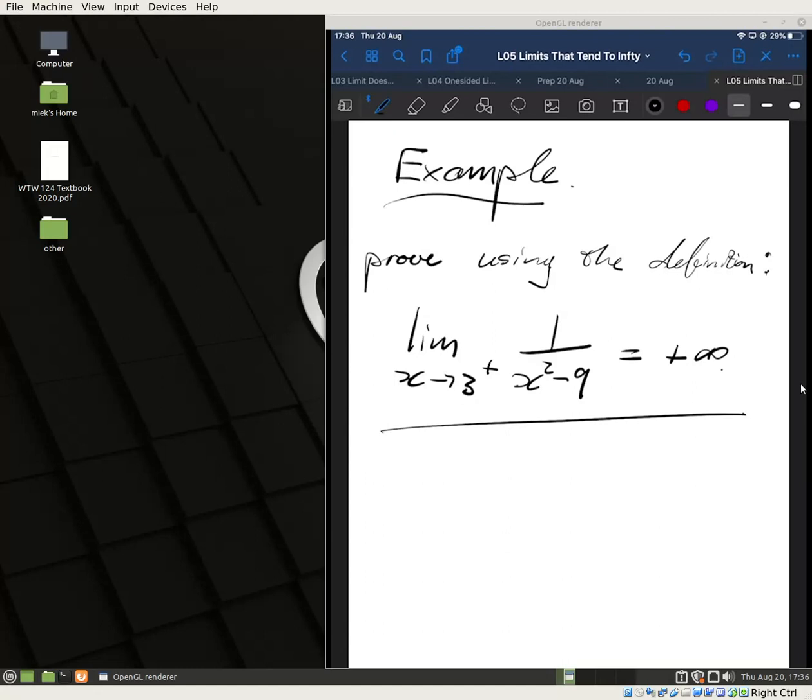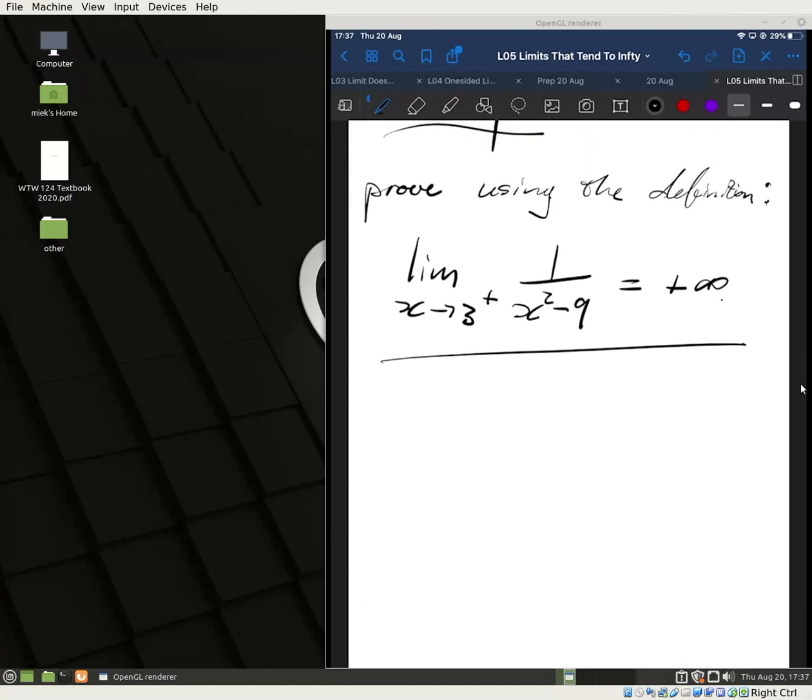Okay, let's take a look at this example. Prove using the definition that the limit as x tends to 3 from the right of 1 over x squared minus 9 is equal to plus infinity. Okay, as usual, what do we need to do? Let's write out exactly what we need to prove.